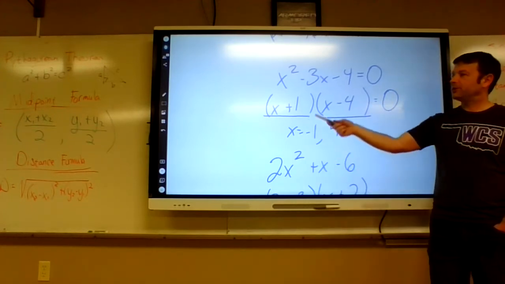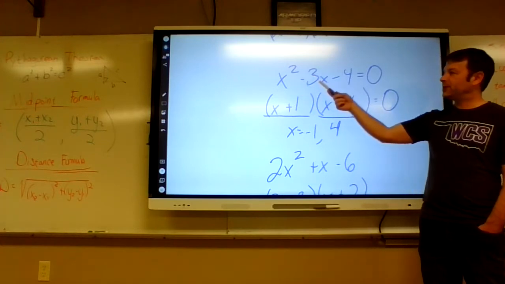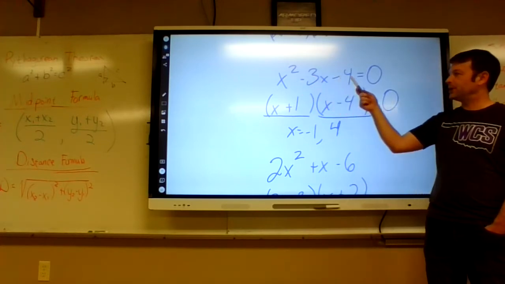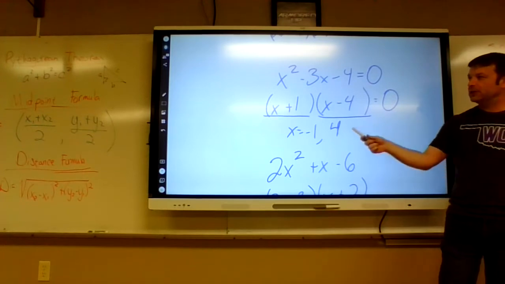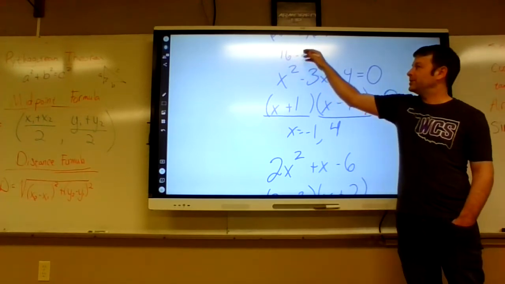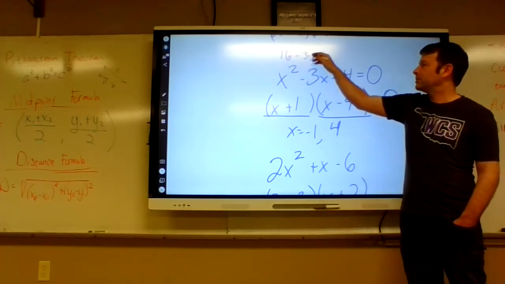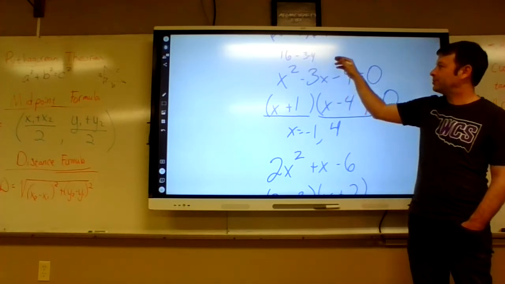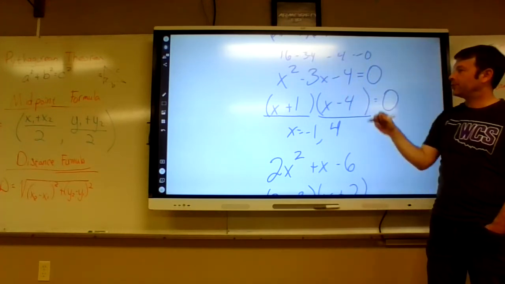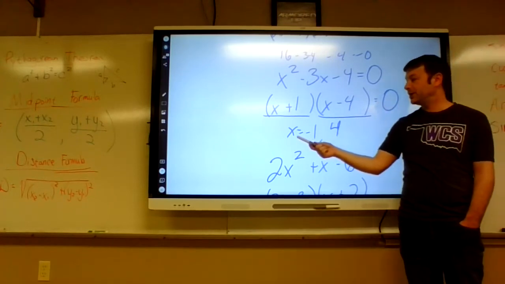And we could check those. Negative 1 squared is 1. Negative 3 times negative 1 is 3. 1 plus 3 minus 4 is 0. That works. 4 squared is 16. Minus 3 times 4 is minus 12. 16 minus 12 is 4. Minus 4 is 0. They both work. Okay, so there's two things that actually work.